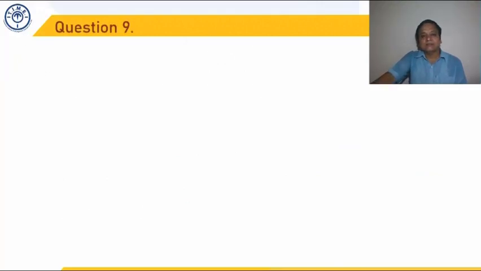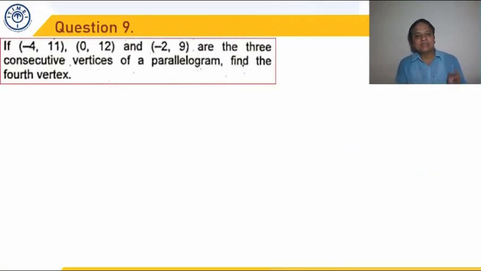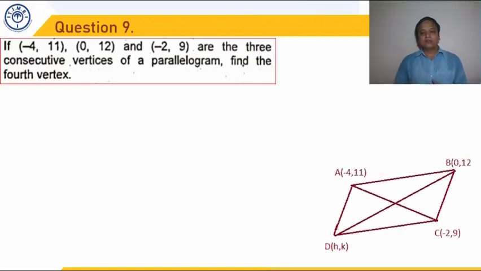Question number 9. It says if -4, 11, 0, 12 and -2, 9 are the three consecutive vertices of a parallelogram, we have to find the fourth vertex. So we draw the figure. Let A be the vertex -4, 11, B be the vertex 0, 12, C be the vertex -2, 9, and D the fourth vertex which we are supposed to find. Let its coordinates be H, K.